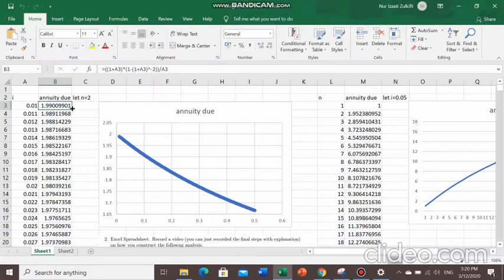We just need to go to the bottom right corner here, and then we can see the plus sign. We just click here, and then we drag it until the last value of I, which is 0.5, to get all of the values. And then for the graph, we can do it like this.